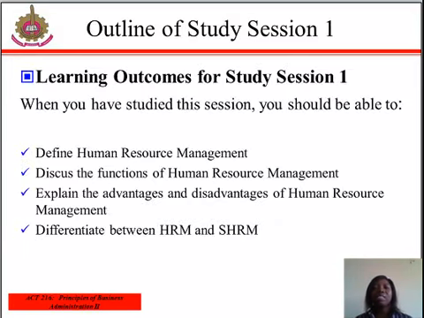So, at the end of this study section, you should be able to define human resource management. You should be able to discuss the functions of human resource management, explain the advantages and disadvantages of human resource management, and differentiate between HRM and SHRM, that is strategic human resource management. Let's take this outline one after the other.